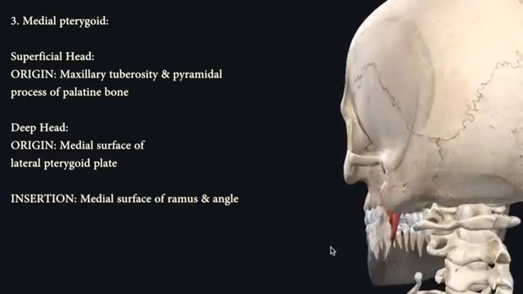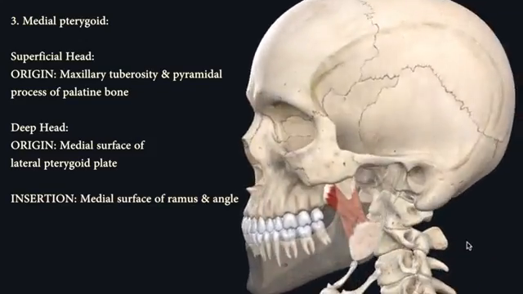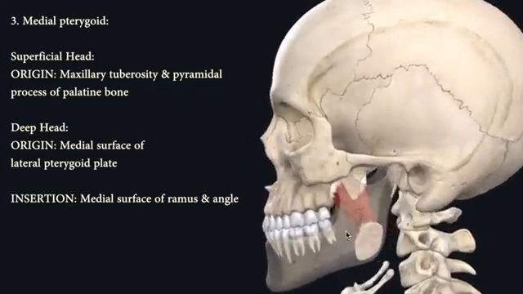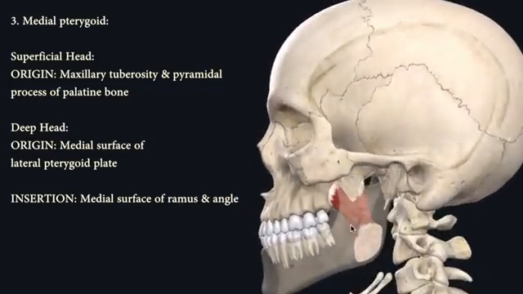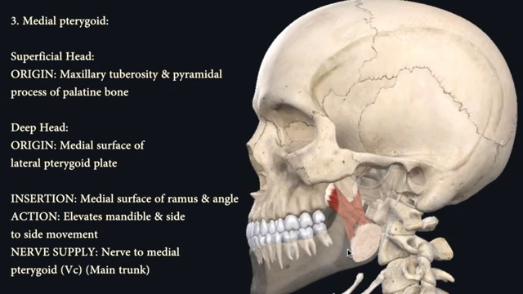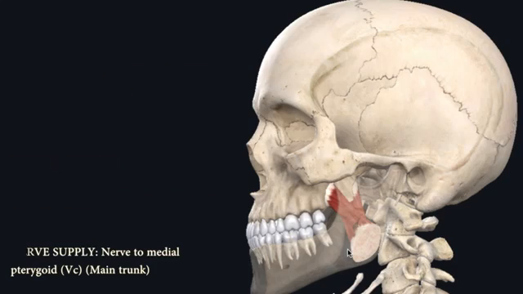Both of these heads insert into the medial surface of the ramus of the mandible, partly inserting into the angle as well. Moving on to the action of the medial pterygoid, it elevates the mandible and helps in side-to-side movement, and its nerve supply comes from the main trunk of the mandibular nerve. The specific nerve is nerve to medial pterygoid.